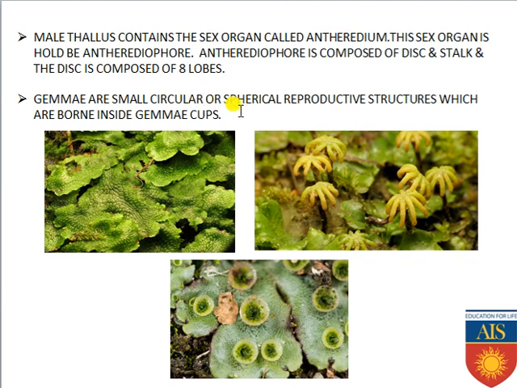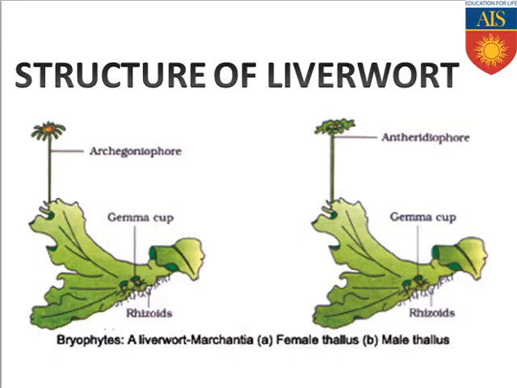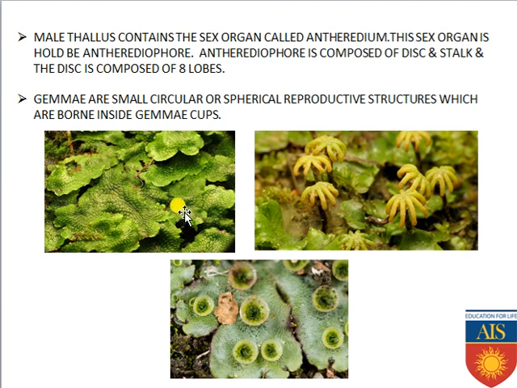Those are small circular or spherical reproductive structures which are borne inside the gemma cup. Here you can see these specific structures, which are commonly known as gemma cups, and within the gemma cup, gemma is there. Gemma is the reproductive structure. So see the figure here, you can understand properly.